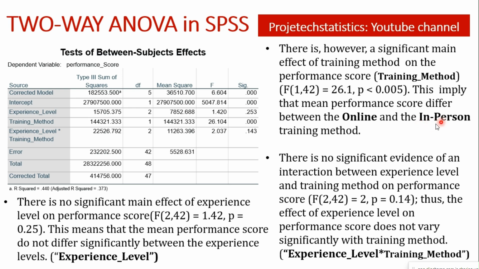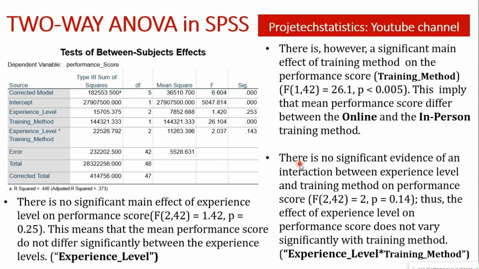The people that took part in the in-person training method had a higher performance score than the people that took part in the online training method. So this has also proved that there is a significant difference in the training method. So the company can now deploy more of the in-person training method than the online training method.